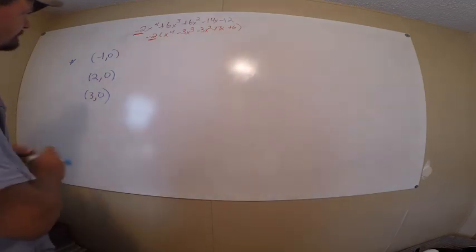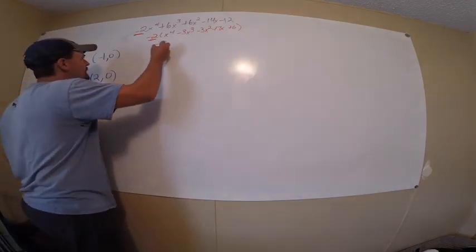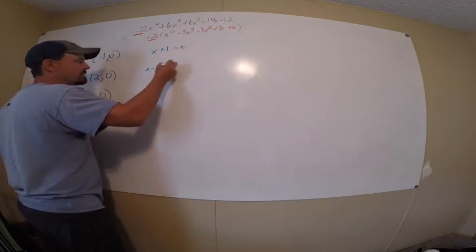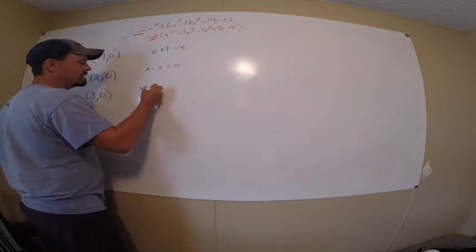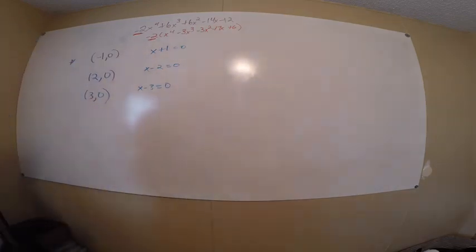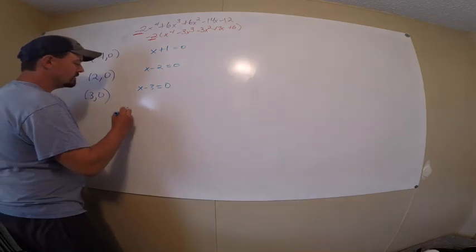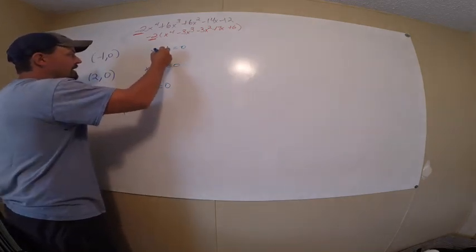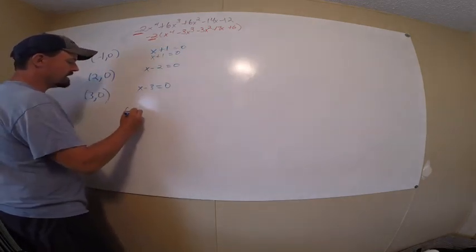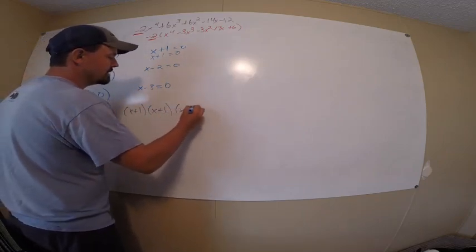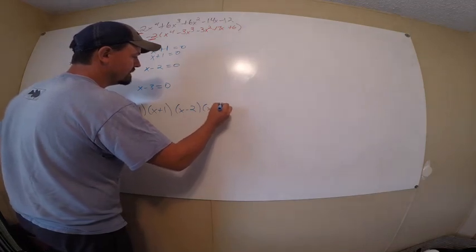So if I take it over here, back solve, I wind up with an x + 1 equals 0, an x - 2 equals 0, and an x - 3 equals 0. Now, just like we've been doing, I can combine those. Like I said, this one needs to happen twice, so I can write it twice. So I get x plus 1 times x plus 1 times x minus 2 times x minus 3.